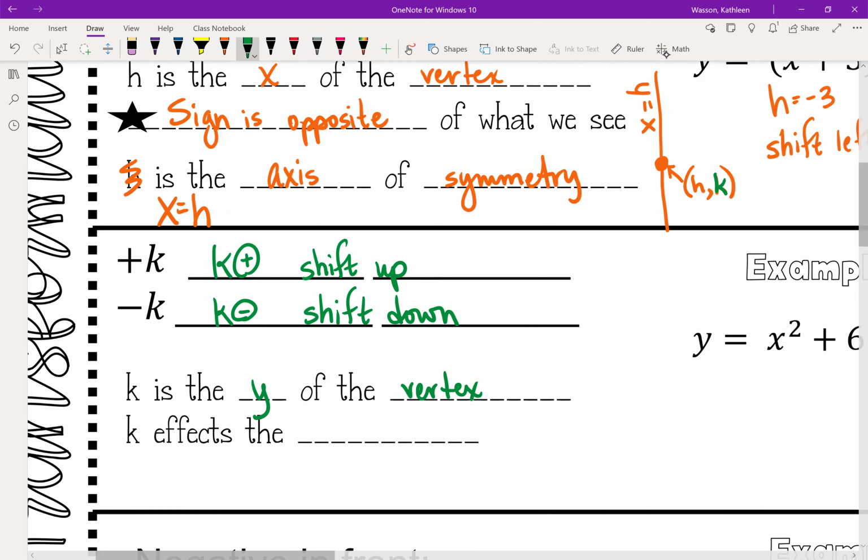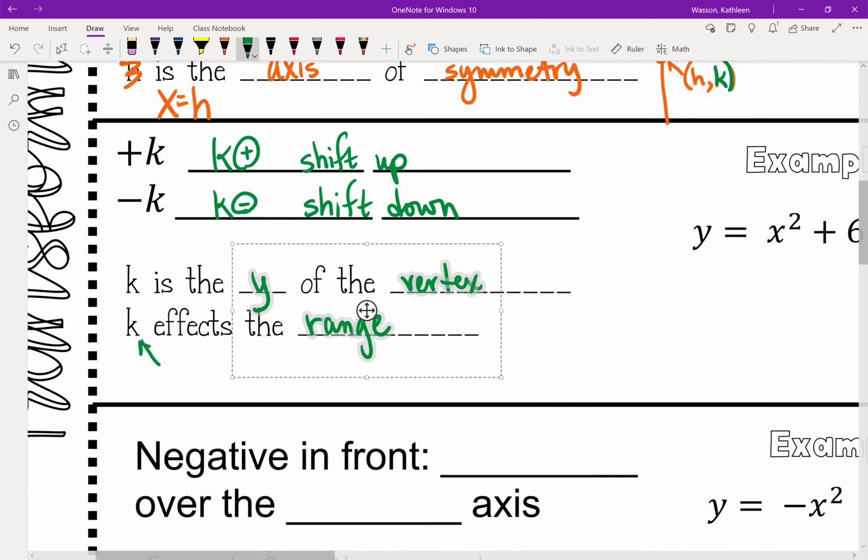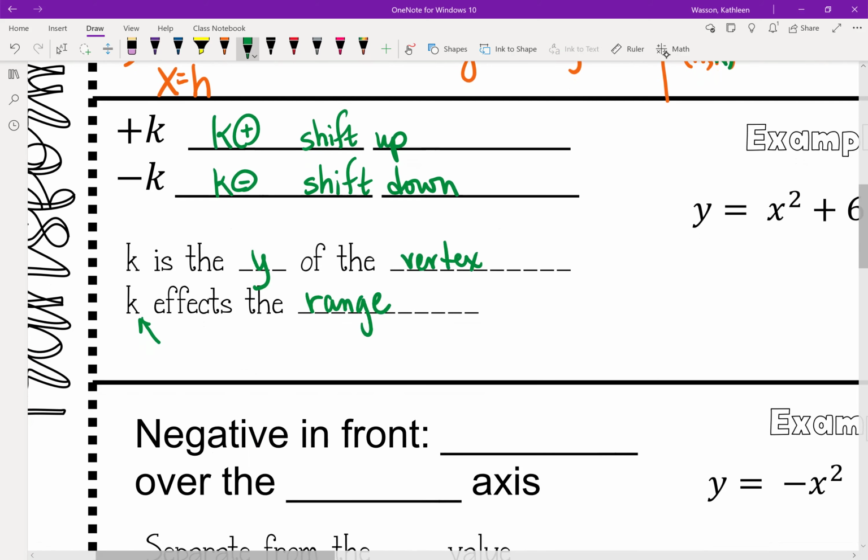So here, I got HK is my vertex. K has an effect on the range because K will either be the highest or the lowest point on your graph. It'll either be the maximum or the minimum value.